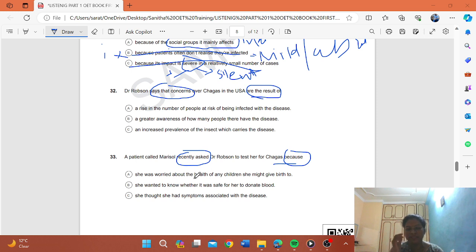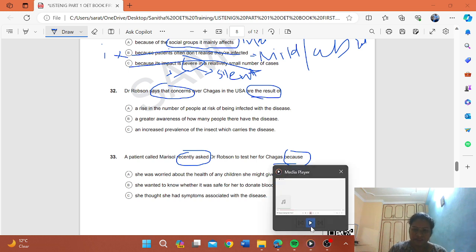Sometimes you will hear almost the same words in the options as in the audio. Maybe it won't completely match 100 percent, maybe it will match 80 percent. If it is matching 100 percent, then you can select the correct answer. If it is not matching 100 percent, you have to eliminate. Okay, I'll start the audio.